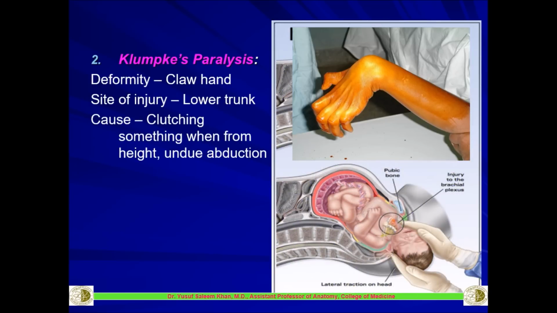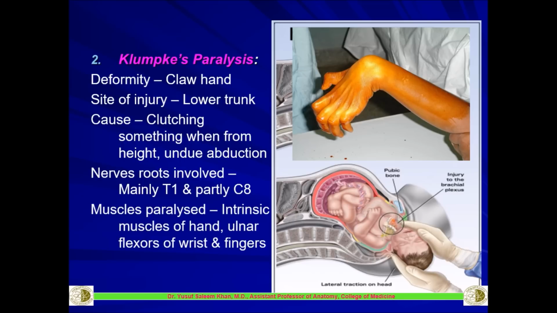This usually happens when the person is falling from a height, and he tries to grab something and clutches a branch of a tree or anything like that, and sudden undue pressure on the brachial plexus leads to this condition. Sometimes even abnormal and excessive abduction of the arm also leads to this condition called Klumpke's paralysis. The nerve roots involved are mainly T1 as well as partly C8. So it is in the lower trunk. The lower trunk is formed by C8 and T1. So it is mainly T1 as well as partly C8 which are involved.